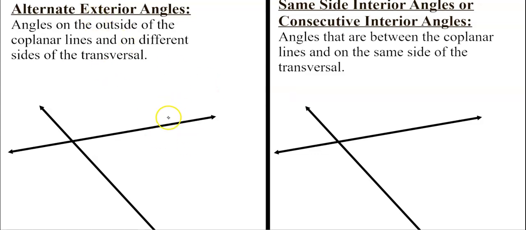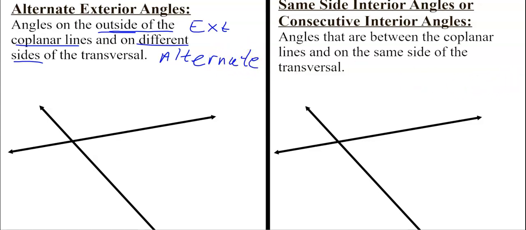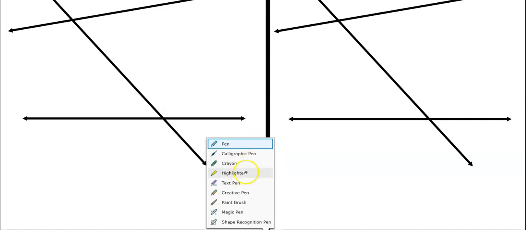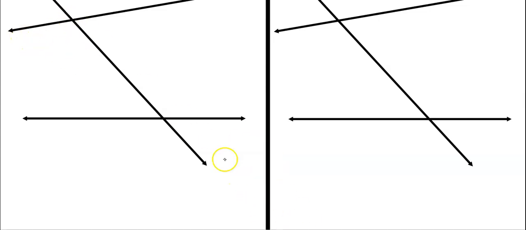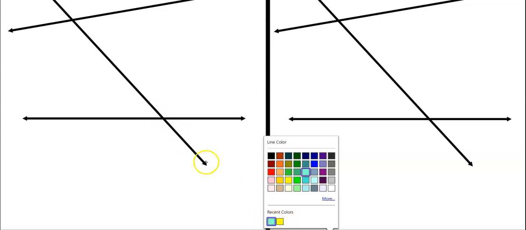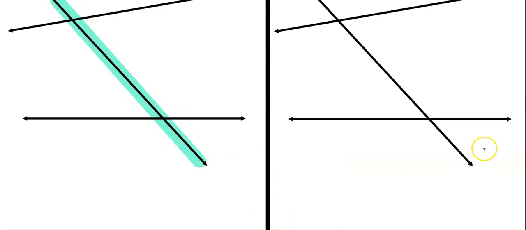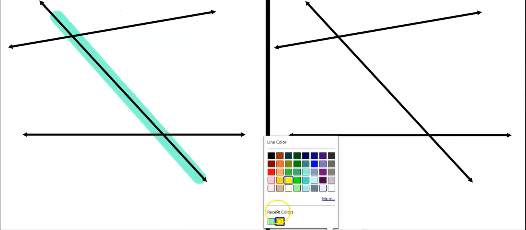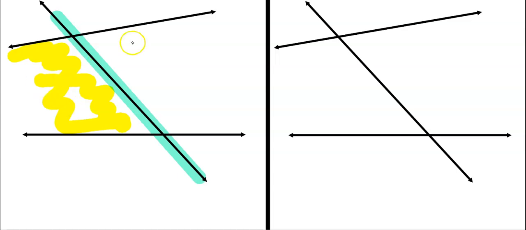Again, if we have alternate interior angles, we have alternate exterior angles. They are going to be outside of the coplanar lines. Outside of the coplanar lines means exterior. Different sides of the transversal, that means alternate. I'll spell it out. So to help us identify them, again, I am going to highlight my transversal. There's my transversal. I am going to shade the inside because we always shade the inside even if we're talking about the outside.